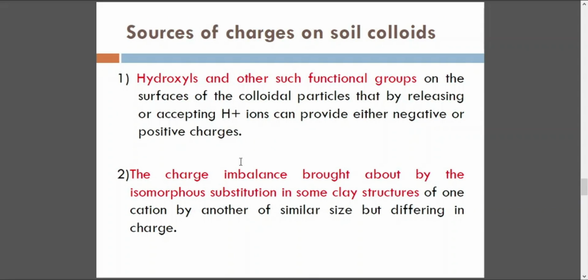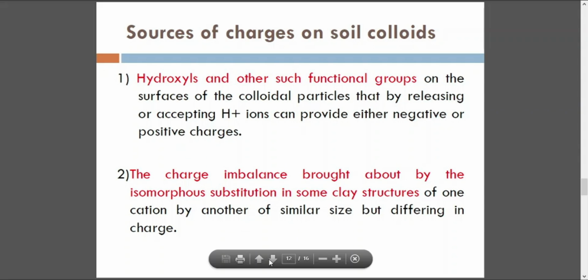So now let's look at the sources of charges on soil colloids. The first source is that when hydroxyls and other functional groups on the surface of colloid particles release or accept hydrogen ions, there can be a provision of either a negative or a positive charge. Then 2, when we have an imbalance that is brought about by isomorphous substitution in some clay structures, we normally have either a positive or a negative charge created.